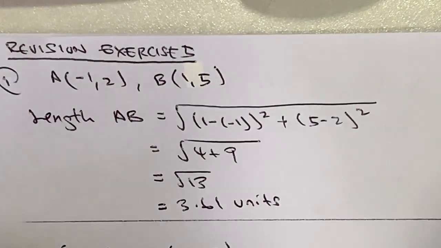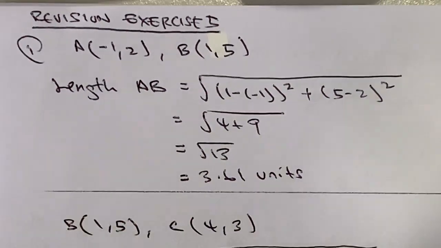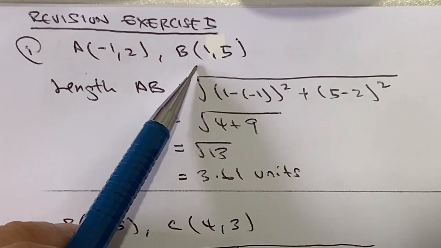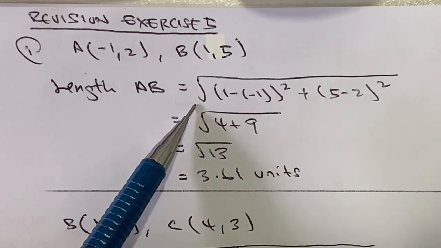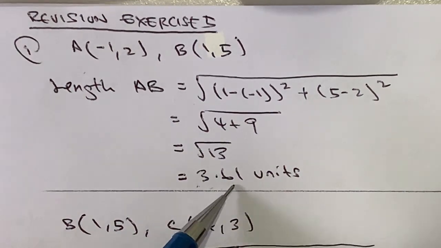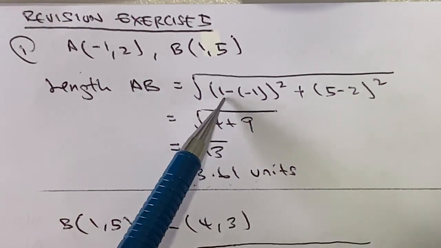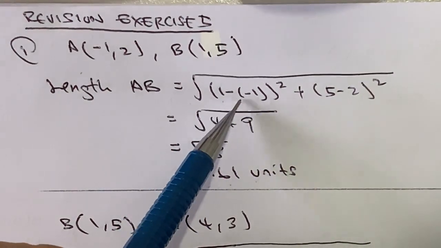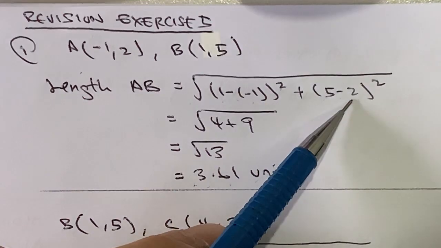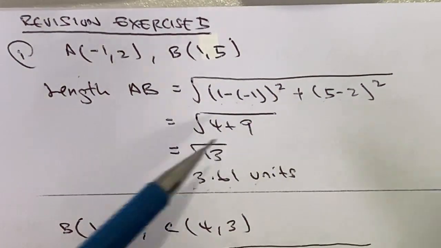So to find the length of AB, we just write down the coordinates of A and the coordinates of B and use the formula to get the answer of 3.61 units. So this is the square root of (x2 minus x1) squared plus (y2 minus y1) squared.